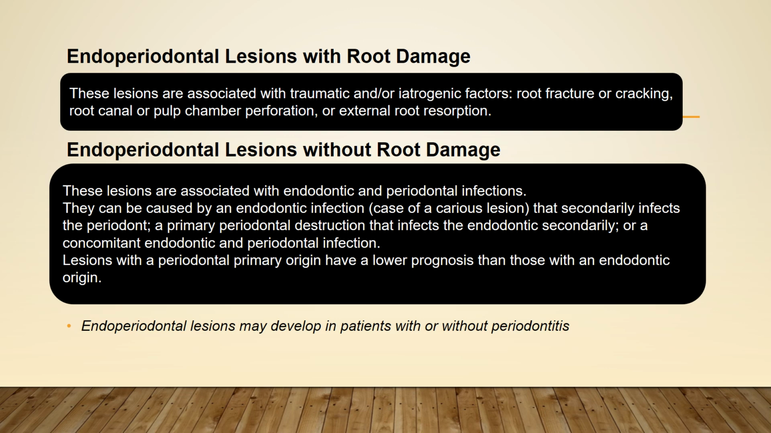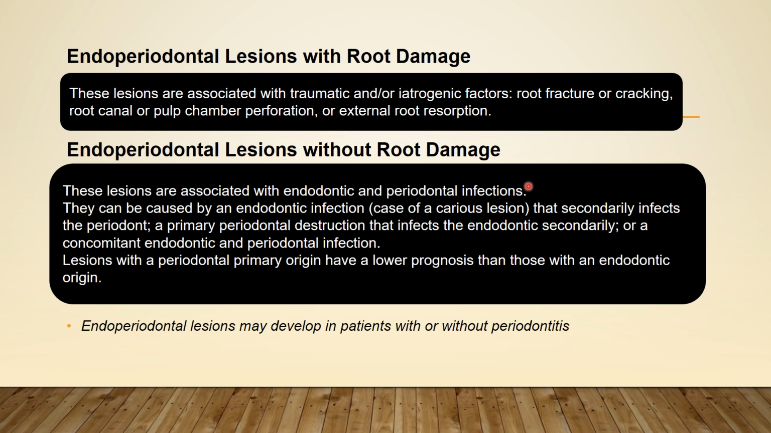Endoperio lesions with root damage. So, as we told before, these lesions are associated with traumatic or iatrogenic factors, like root fracture or cracking, root canal or pulp chamber perforation, or external root resorption. And those without root damage can be either with periodontitis or non-periodontitis. That is, in non-periodontitis, it can be due to endodontic infections.